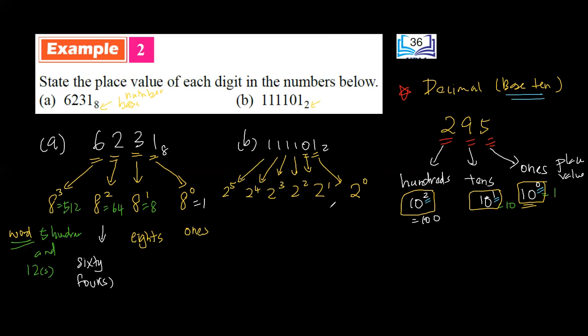These are the place values. To the power of 0, the value is 1. To the power of 1 is 2. To the power of 2 is 4. To the power of 3 is 8. To the power of 4 is 16. To the power of 5 is 32. So if you really have to write it in words, we call it ones, twos, fours, eights, and so on.